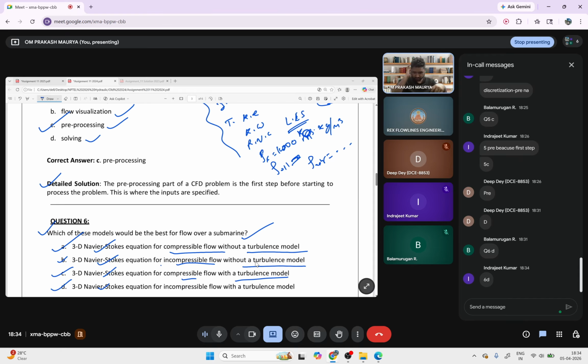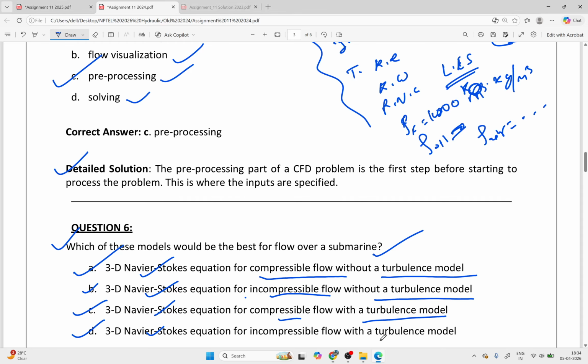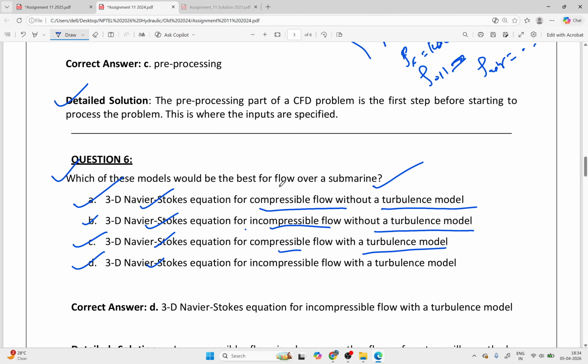Okay, Indrajit is also telling D option. Okay, nice. Everyone is telling D, so hopefully D will be correct. Yes, definitely. Why? Because a submarine flows in water, and water you know is already an incompressible fluid, and around the submarine turbulence is there, so you need to apply the turbulence. Then you will get the things. So definitely you will go with option D: 3D Navier-Stokes equation for incompressible flow with turbulence model.